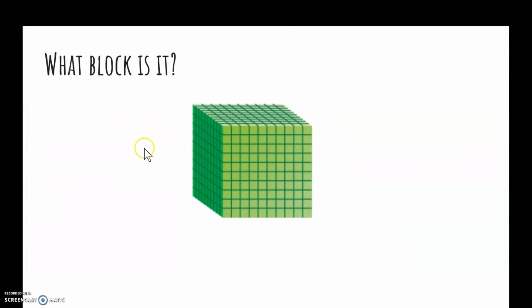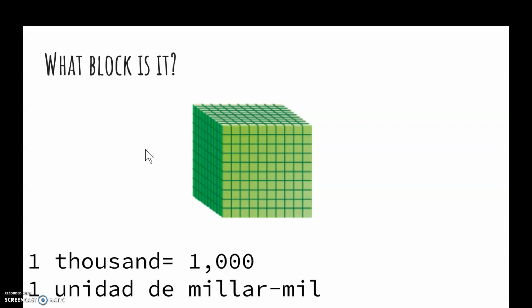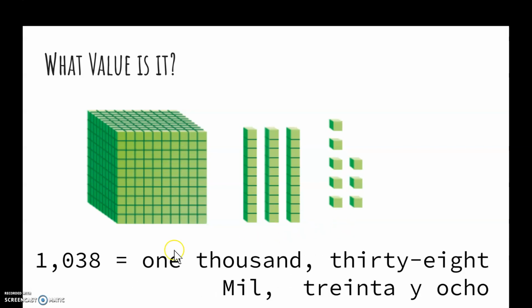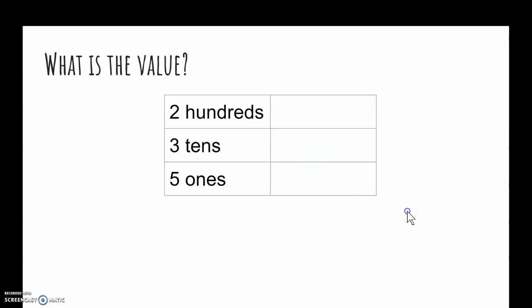Just a quick review: what is the value? Keep in mind you're always welcome to pause and then continue. 1000, and that's the standard form, and una unidad de millar, for those who need a little bit of Spanish support. So again, pause and determine the value of the set. It's 1038. Now I put the standard form first and then the word form.